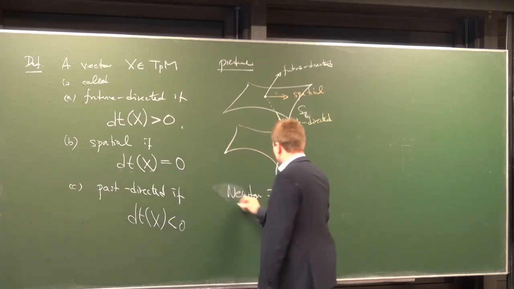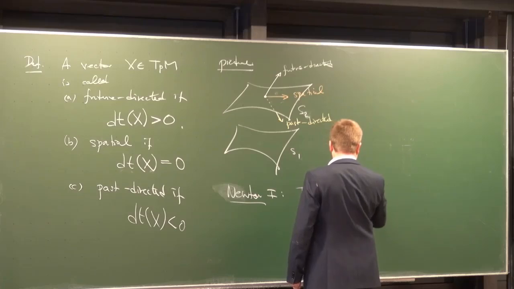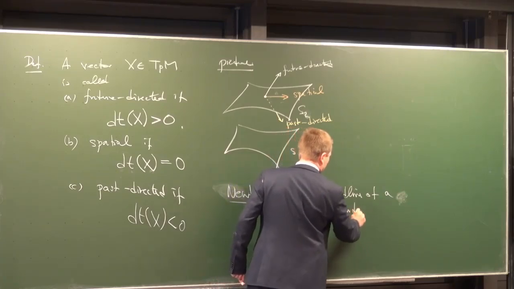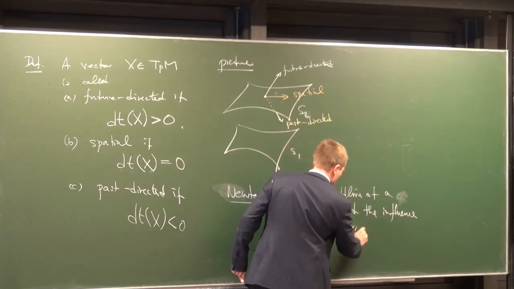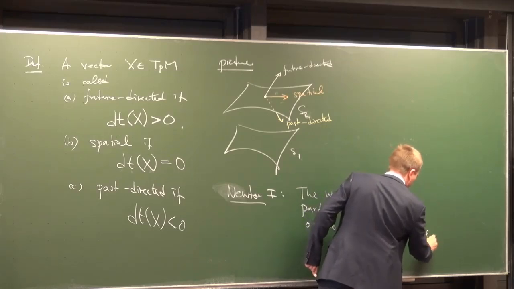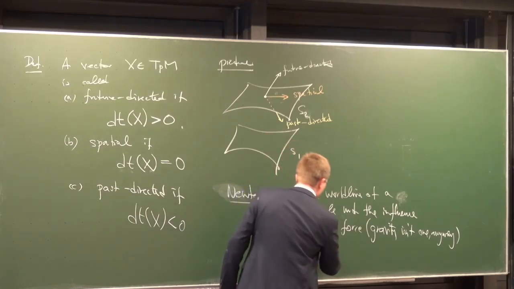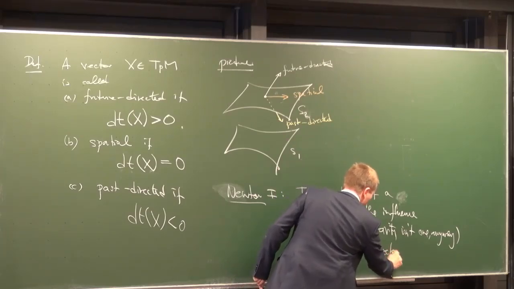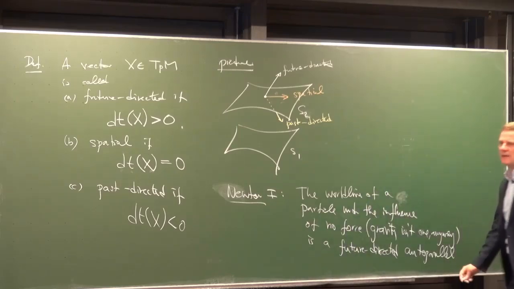Newton 1, it's still Newton 1, it says nothing different. It says the world line of a particle under the influence of no force, and I remind you again, gravity isn't one anyway in this view, is a future-directed autoparallel with respect to the nabla we have on space-time.